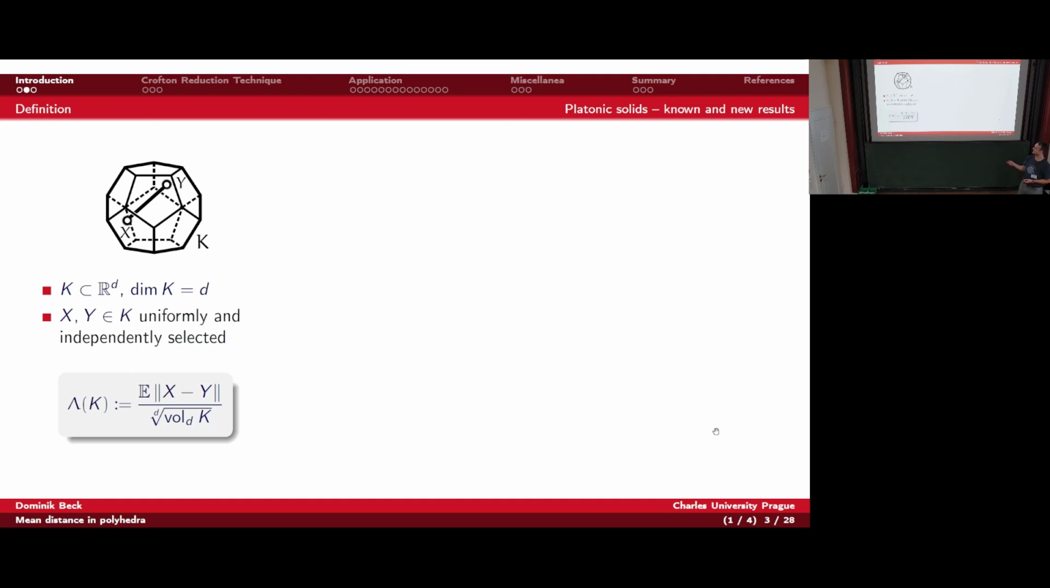The distance is denoted with the norm of their difference, and to make it invariant with respect to the scale parameter, I divide the whole thing by the d-th root of the volume. Now, if you enlarge the setting, so if you enlarge the body by some parameter, this value of lambda K stays the same. But in the case of distance, it is not an affine invariant. So you have to scale it by some factor and not affinely. You cannot make an affine transformation.